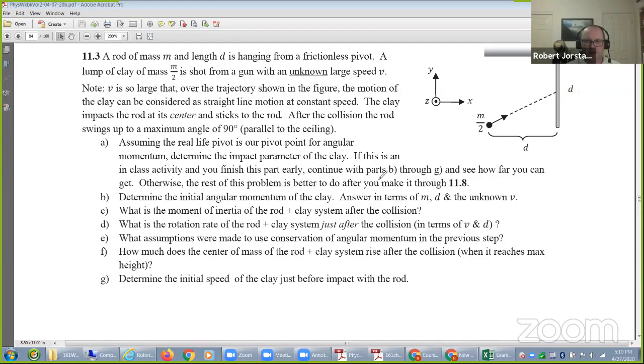Determine the impact parameter of the clay. If you finish early, go through everything. I'm going to pause. I guess I already started drawing; this is the line of motion. I'm going to let you think to yourself or doodle on a piece of paper. Imagine what you think the impact parameter is, and I'll check that chat question.